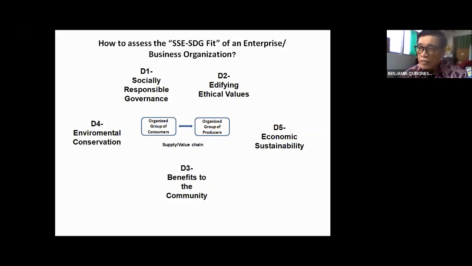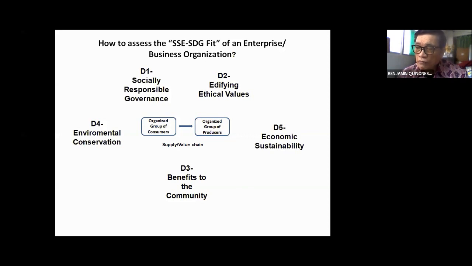Now let's investigate dimension 2, edifying ethical values. Ethical values are distinguishing features of man from other living things on earth. Because consumers are human beings and producers are human beings, we would like to know what their values are. Are they ethical? Do they respect the rights of other people? Is their attitude towards other people edifying, meaning to say, do they give priority to serving the other people rather than putting them down, oppressing and exploiting them? If they do not have edifying ethical values, how can we trust them? How can we build lasting relationships with them?